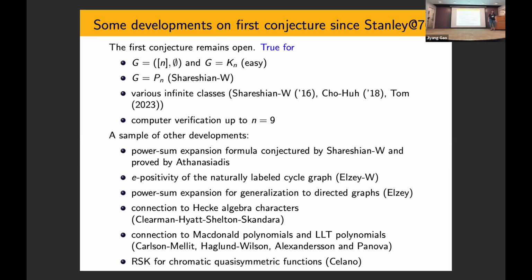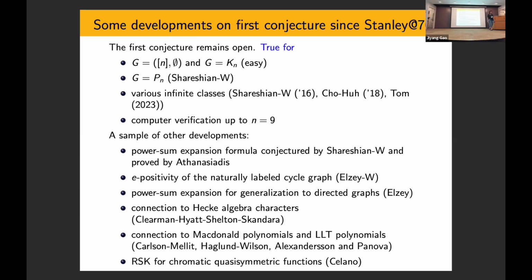Here's the thing, there's been a lot of activity on studying these chromatic positivity or related results for these chromatic quasi-symmetric functions. This is a sample. I've been very nervous that I'm leaving out important results here, but let me know afterwards if I left out something you think should have been in this list. There's lots of things that should be in this list. But here's a sample of other developments that happened after the conference, not immediately, throughout the years.